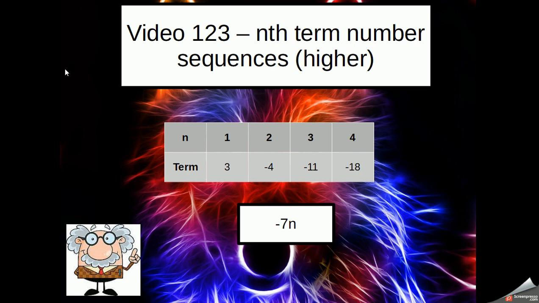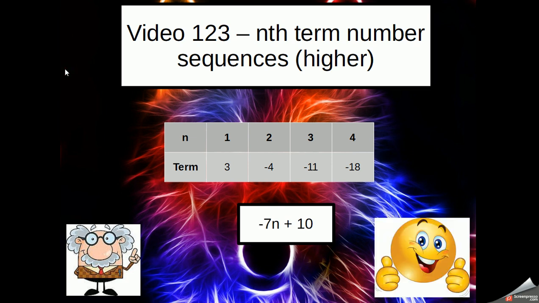But just like with the first equation, when you multiply the first term, 1 by minus 7, you get minus 7, not 3. So we're going to have to work out the difference between 3 and minus 7, which is 3 minus minus 7, telling us that there is a difference of 10. You're having to add 10 onto minus 7 in order to get 3. So our equation is minus 7n plus 10.